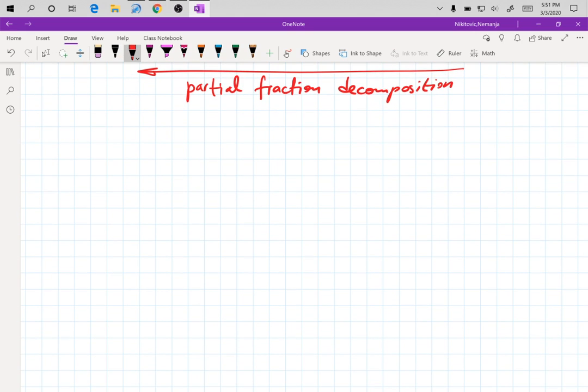So first, we have to memorize 4 cases, which are the setup for the partial fraction decomposition. And then there is a procedure, which is a calculation you have to work out, and then you are ready to solve it. So partial fraction decomposition.